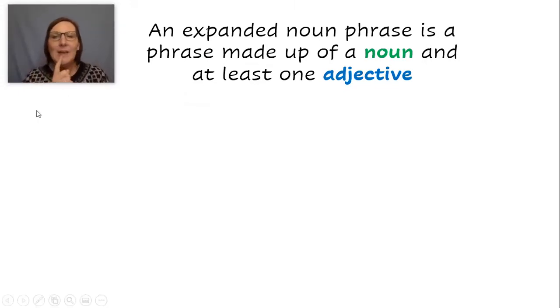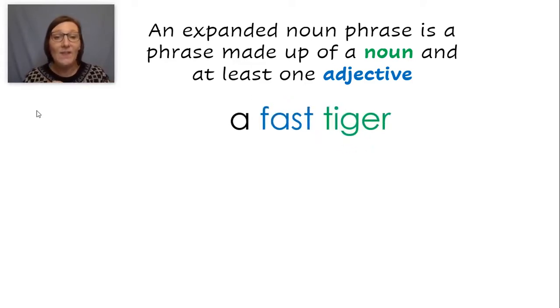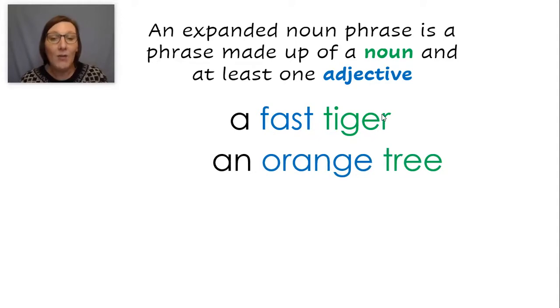Okay, an expanded noun phrase is a phrase made up of the noun and at least one adjective. So I'm going to show you some here. So for example, a fast tiger. Fast is the adjective, tiger is the noun. An orange tree. Orange is the adjective, tree is the noun.